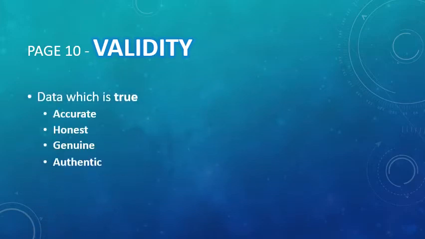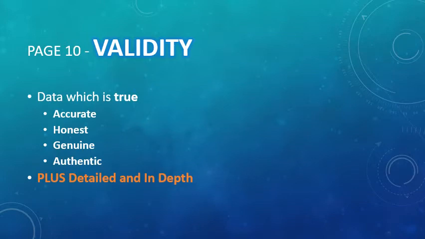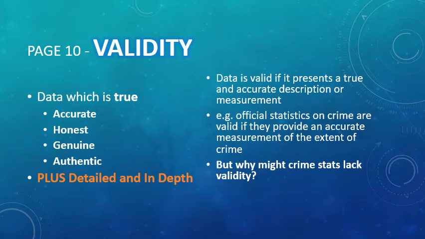Now, page 10, validity. There is space to make some notes. This is an absolutely fundamental concept. Validity is really about truth. But words like accuracy, honesty, whether the data that you get is genuine or shows a genuine picture of reality, authenticity, but also depth and detail. It's a really important concept, but it's about the accuracy and the truthfulness of the information that you've received. So data will be valid, or is said to be valid, if it gives you a true or accurate description or measurement of reality.